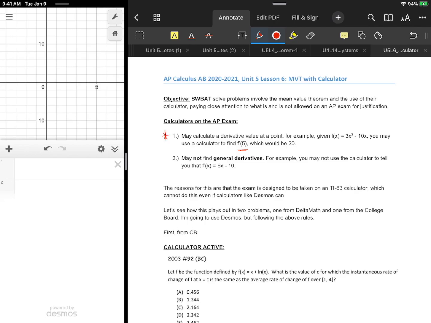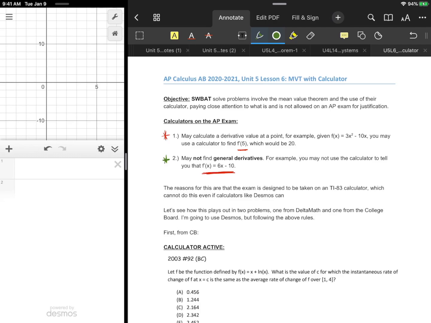And the calculator would just tell you, oh, that's 20. But what the calculator actually can't do is find general derivatives. If I asked you to find f prime on your own, the way you would do it is you would use the power rule. The 3x squared minus 10x, if we took the derivative, becomes f prime of x equals 6x minus 10. And then you'd plug in 5, you get 30 minus 10, you'd get 20. You cannot use the calculator to find this 6x minus 10. So I guess I should have written those backwards, green versus red. But you can't use the calculator to find general derivatives, only derivatives at a point, even though Desmos can technically do this as well. So everything you see today is going to play by those rules.